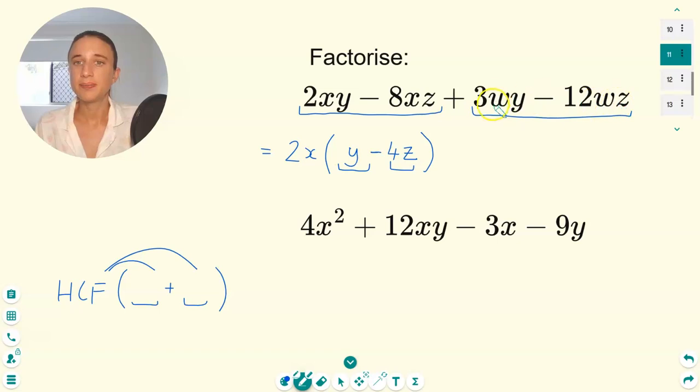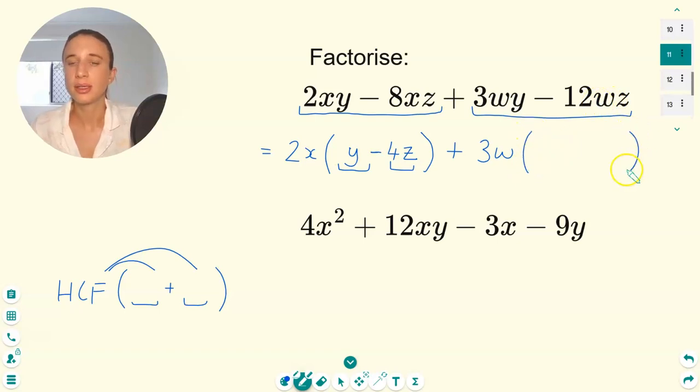Let's look over here. Just the same thing, right? Look at your normal numbers. So what's our highest common factor of 3 and 12? Well, 3 actually goes into 12, so that's nice. Let's put a plus down, 3. Then look at your variables. w is common, pull that out the front. y and z are not common, so they're going to have to go in the brackets.